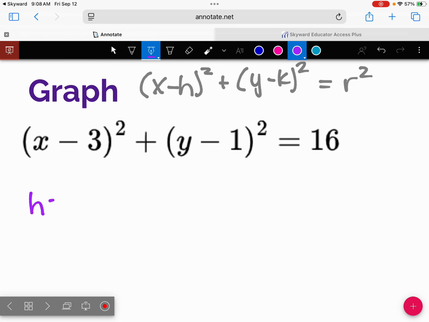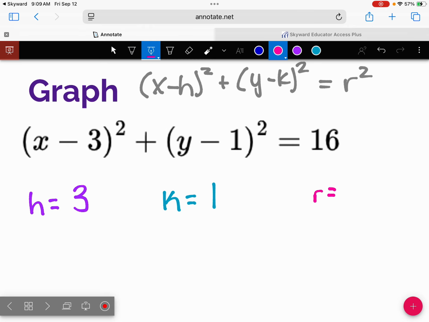What is our h here? 3. What is our k here? 1. What is r? 4. Because this is r squared.